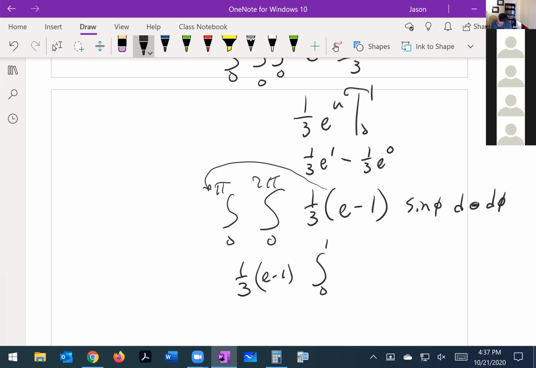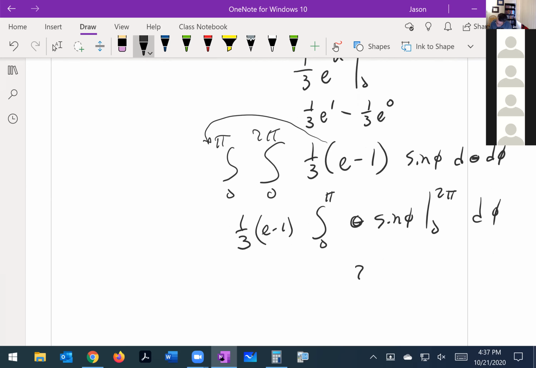Times the integral of 0 to pi. If I integrate on theta, well, this is treated all as a constant. So integrate on theta, we would get theta times the sine of phi, evaluated from 0 to 2 pi. And then that would be d phi. So this is going to be 2 pi sine phi.